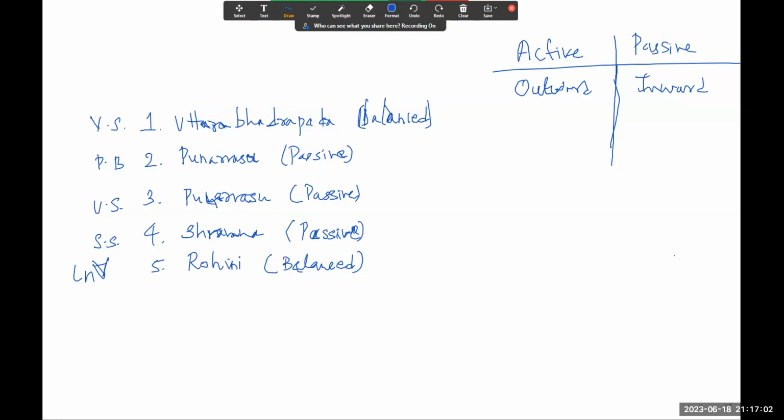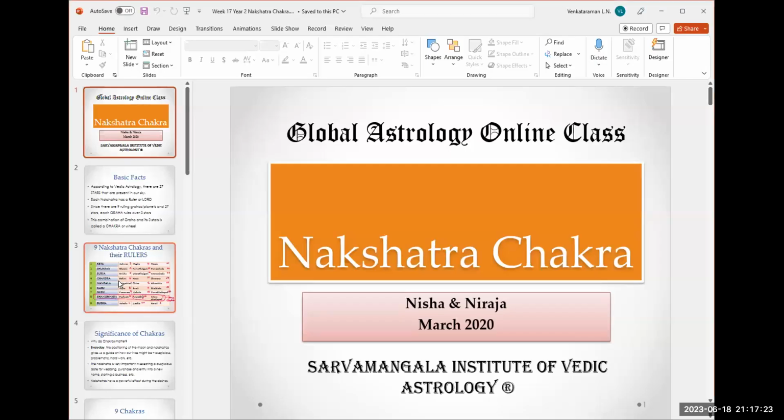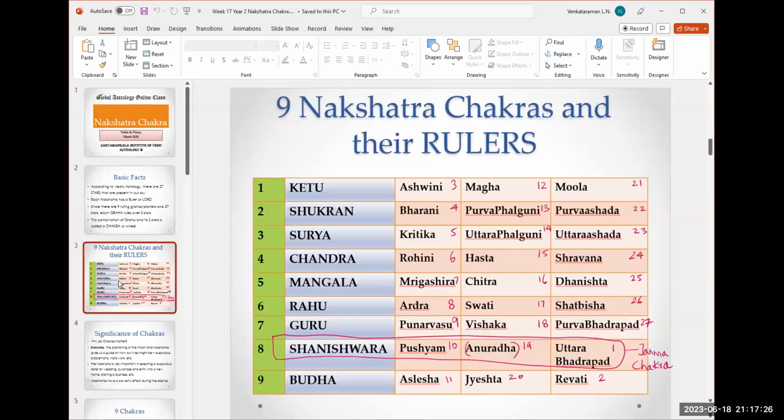Nakshatras. Shadbala. Because I don't see it in my local folder. That's the chakra. Okay, I am now sharing chakras. Okay, now let's see.